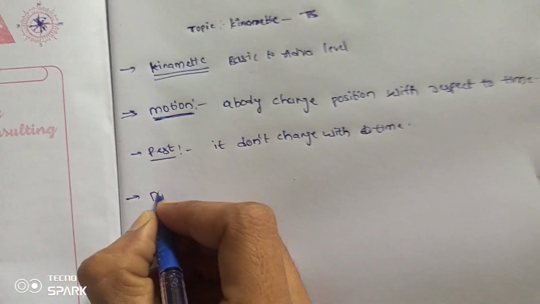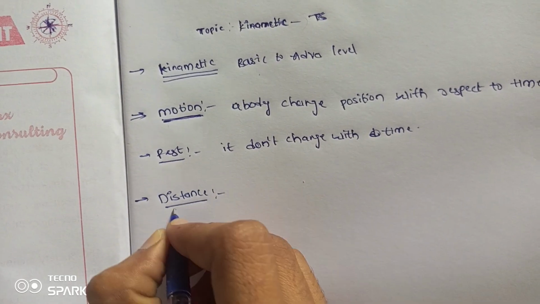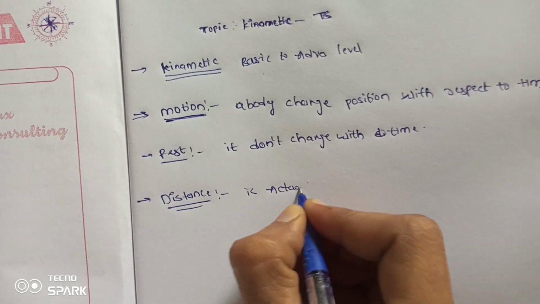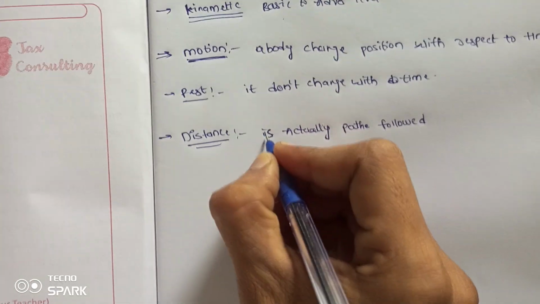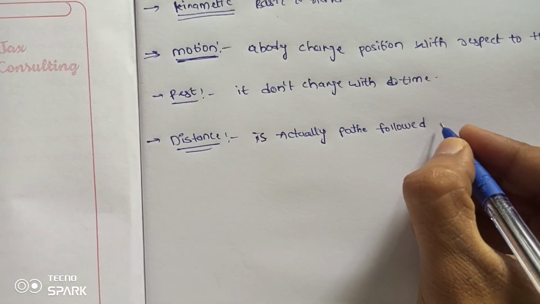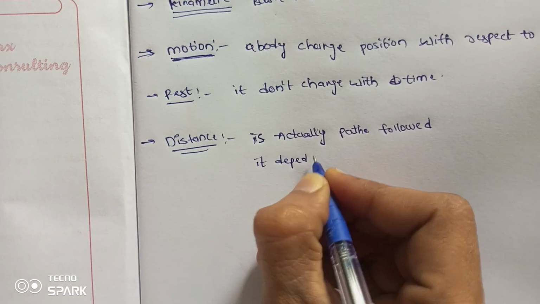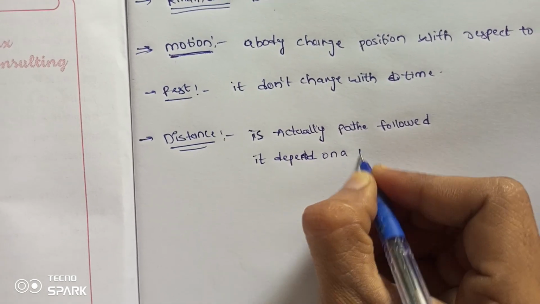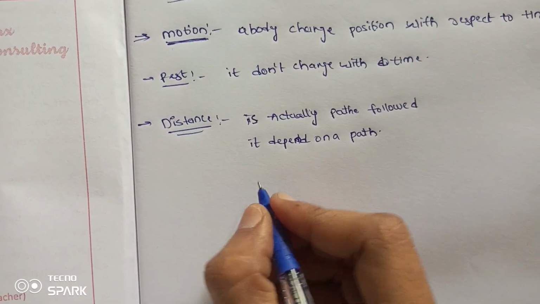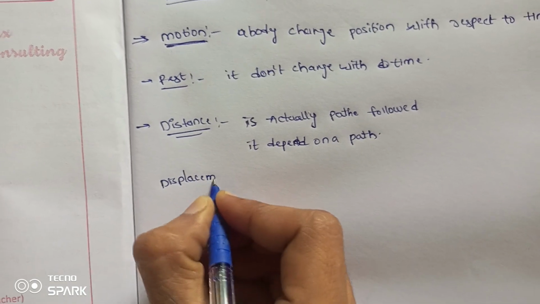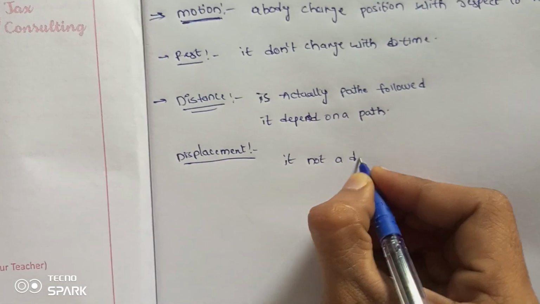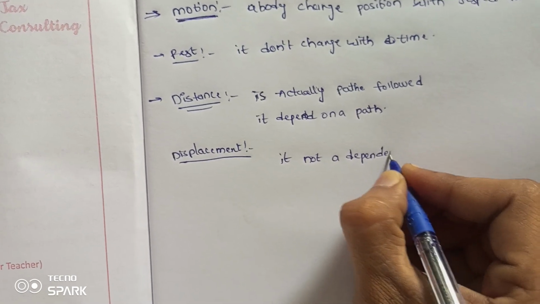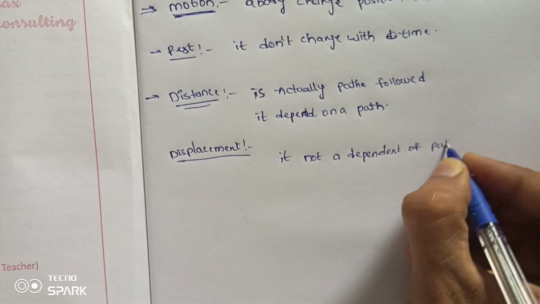And next, distance. Distance is actually the path followed. That means it depends on the travel path. It depends on the path. And displacement is not dependent on the path. It is independent of the path.